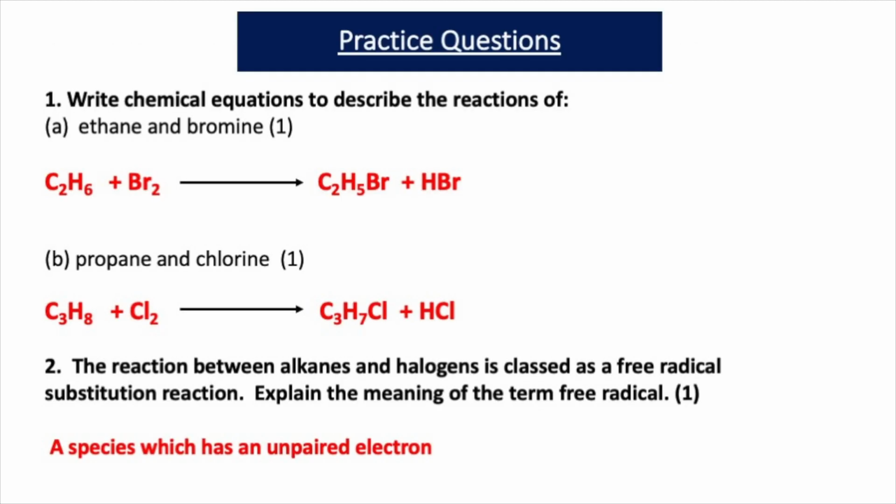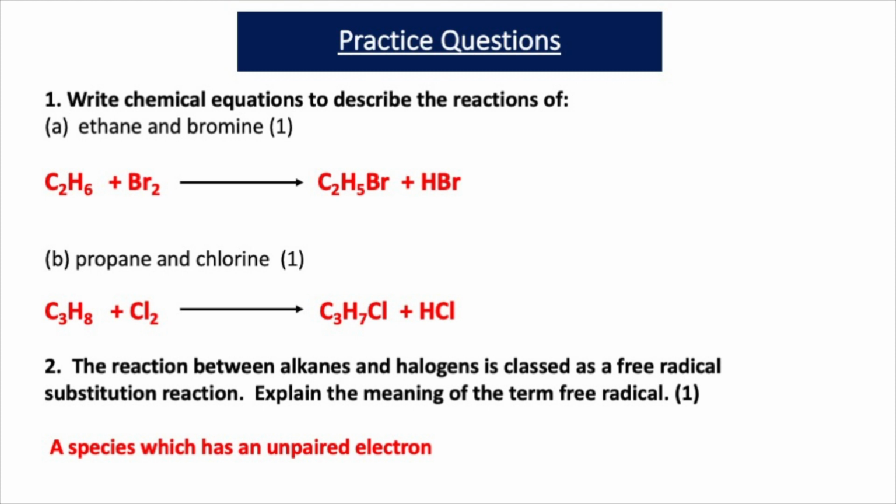So now let's go for the answers to questions 1 and 2. Question 1a is asking you to write a chemical equation for ethane and bromine. Ethane is C2H6, bromine is Br2 because halogens are diatomic. And I would get a substitution reaction, so I would get C2H5Br and HBr.